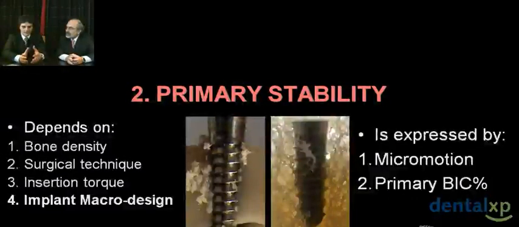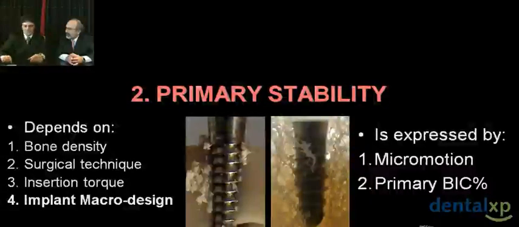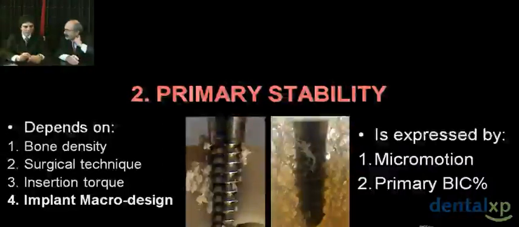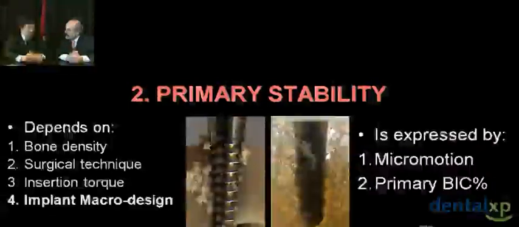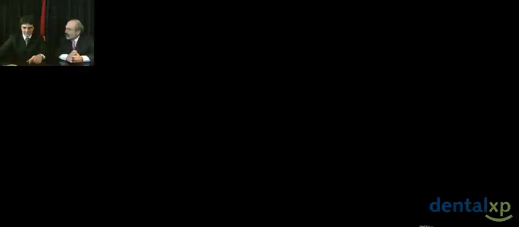So how can the geometry of the implant affect the primary stability? Of course, primary stability is related to many different topics, such as density of the bone, surgical technique, insertion torque, and so on. And we can measure the primary stability by measuring the micromotion after placement that is not visible in the mouth of the patient. This can be done in a setup in vitro laboratory, of course. Or you can measure the primary histologic bone connection under the microscope, but you need, of course, research studies. The micromotion, is that implant stability quotient?